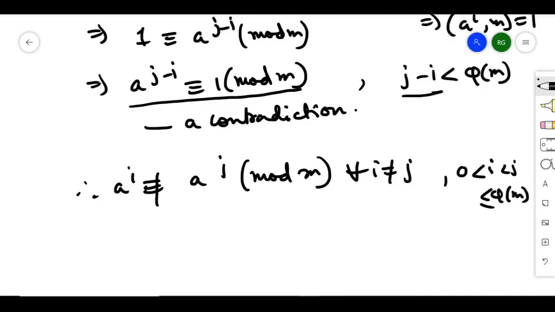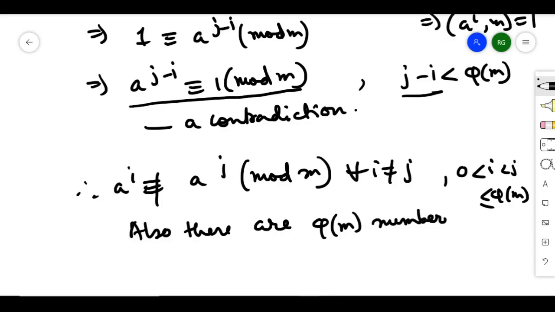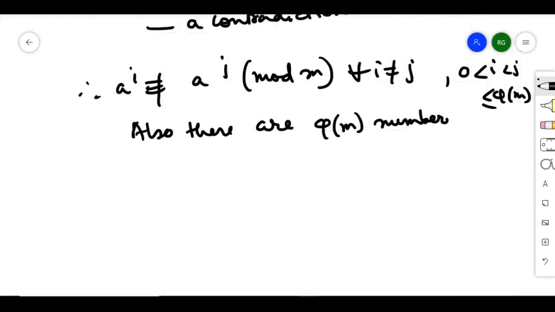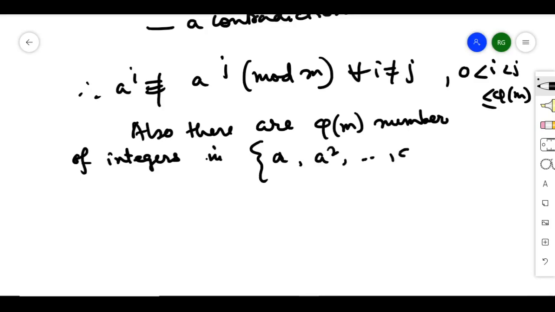Also, how many integers are there in that set? There are phi m number of integers in the set a, a squared up to a to the power phi m, because here the lowest power on a is 1 and the highest power is phi m. So all total there are phi m number of integers.